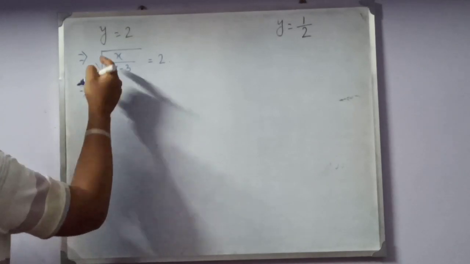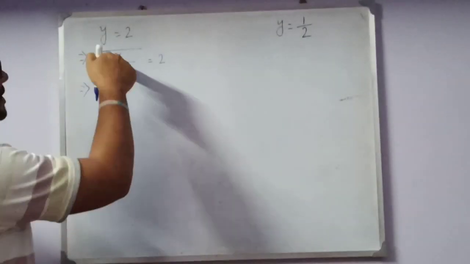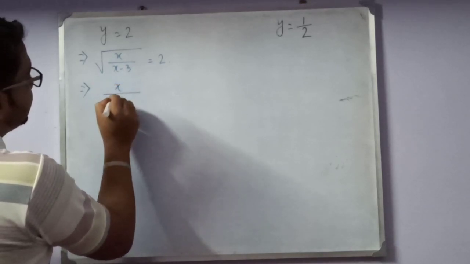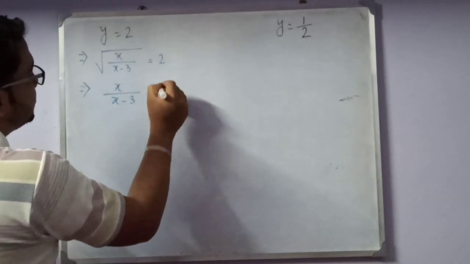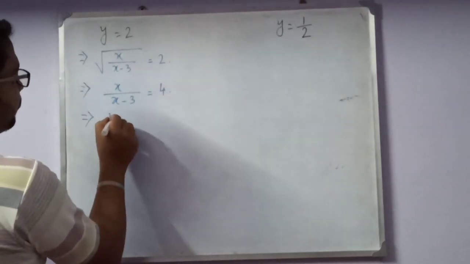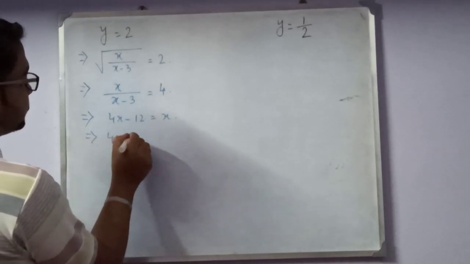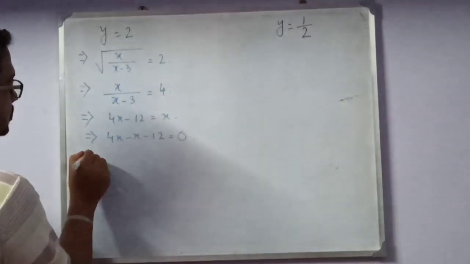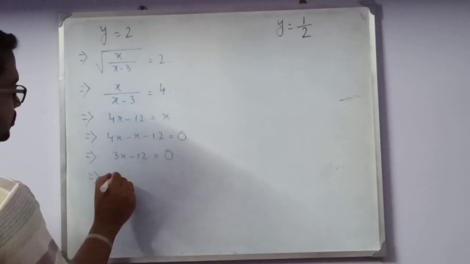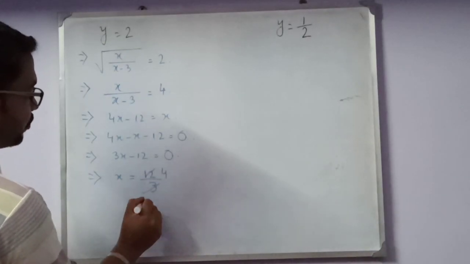Now how can we remove this root portion? By squaring both the sides we can easily terminate the root. So we can write x minus 3. Now this side 2 square means 4. So now 4x minus 12 is equal to x. 4x minus x minus 12 is equal to 0. That is 3x minus 12 is equal to 0. So x is equal to 12 upon 3, 4.